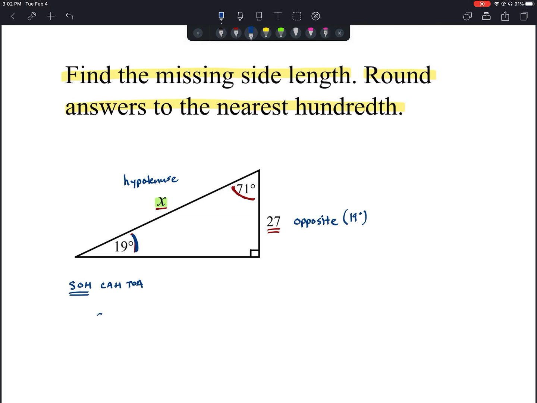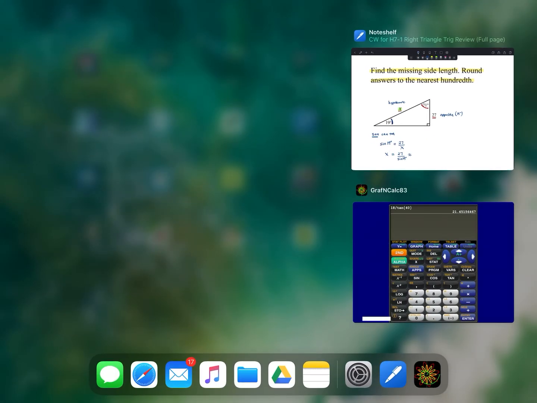So if I want to set it up to solve this, I'm going to say the sine of 19 degrees is going to equal my opposite side over my hypotenuse. So I have 27 over x. And again, with this one here, we can use our properties of proportions, and we can actually take it and flip-flop our x and our sine of 19 degrees to get x equals 27 divided by the sine of 19 degrees. Or you can go ahead and cross multiply if you want to do it that way. And then we'll just type this in on the calculator to get our answer.